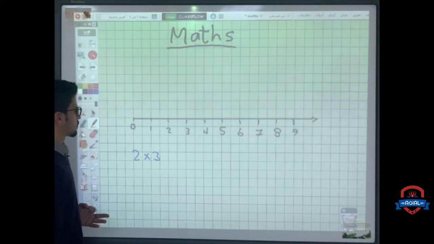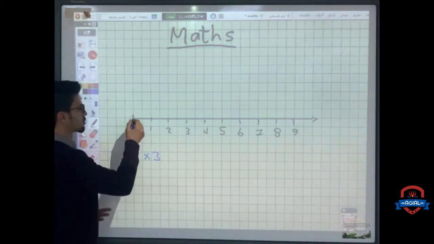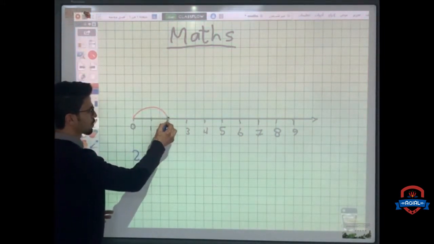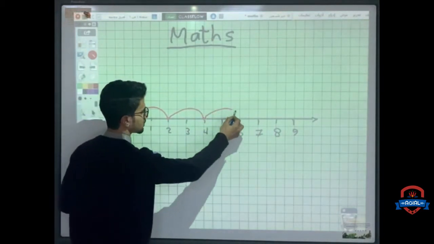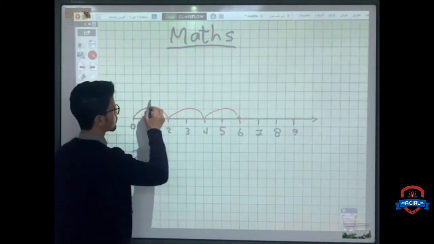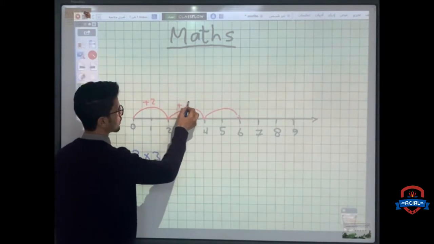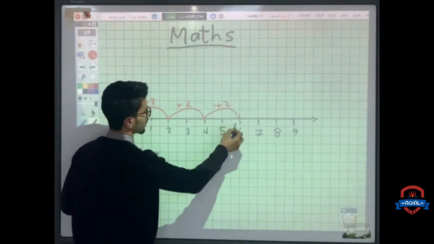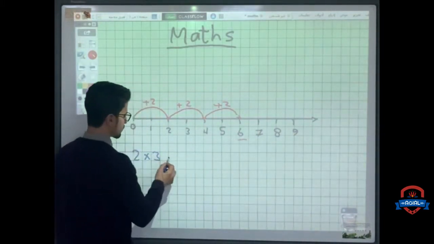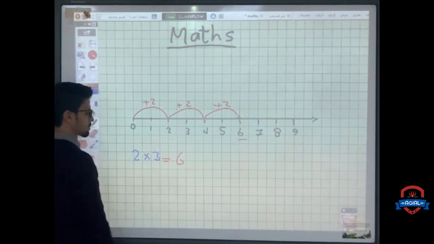So we have to skip count by 2. We start from 0, then we have 2, 4, 6. So we skip count by 2, and we have 6. 2 times 3 equals 6.